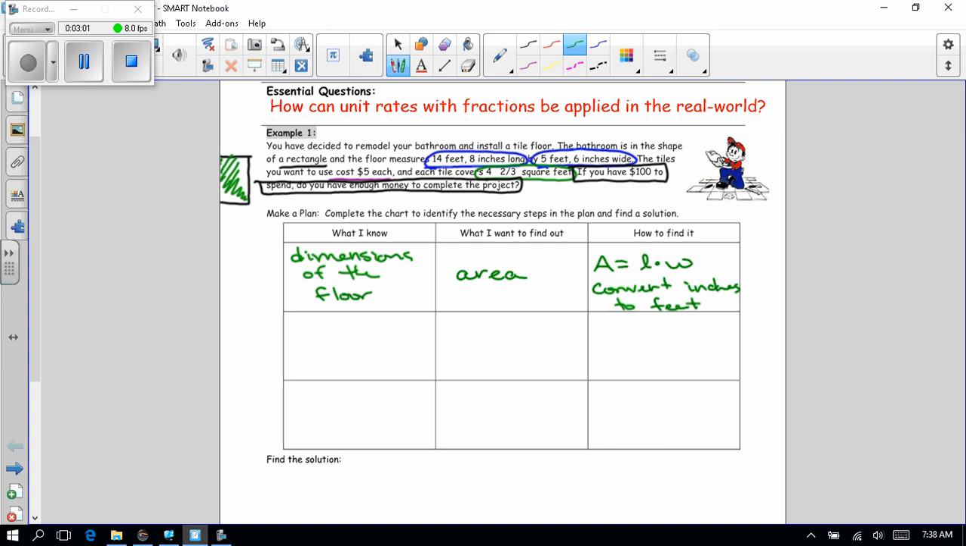Okay, well, what else do I know? Well, I know how big a tile is. That's that green part that I have circled there. And I know the area of one tile, a square foot measurement. What do I want to find out? Well, I want to find out the number of tiles.